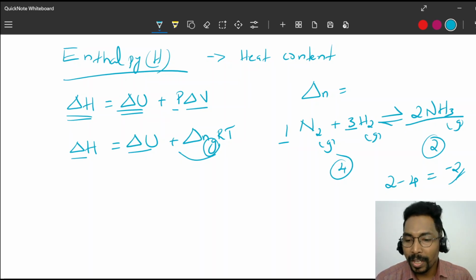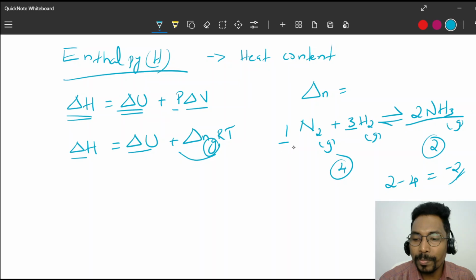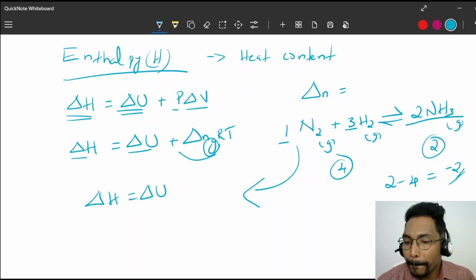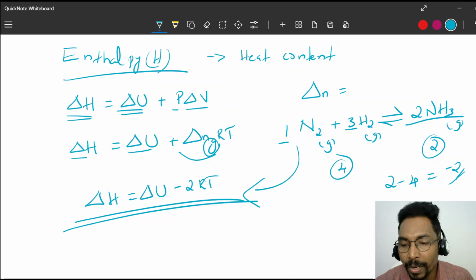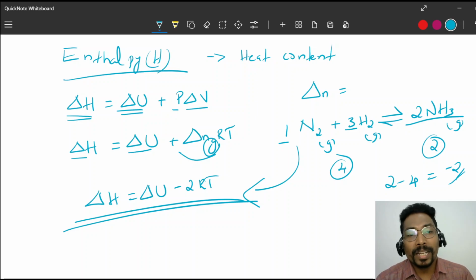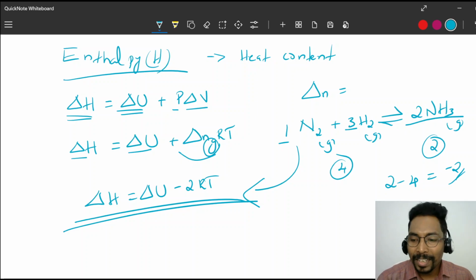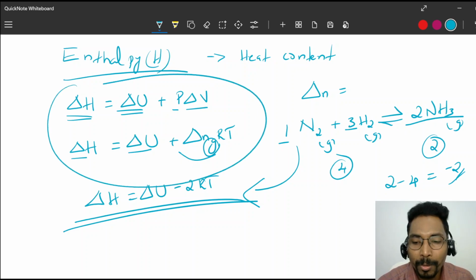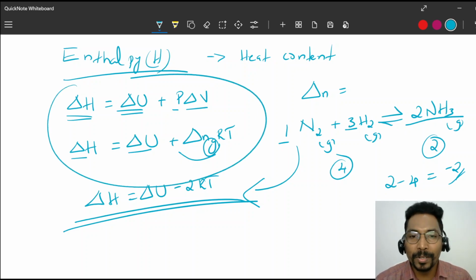Okay, that's the thing. So you can write for this particular process, delta H is equal to delta U, delta N is minus 2, okay, minus 2RT. So this is the relation between delta H and delta U and temperature for this particular Haber's process. Okay, so I think it's clear, it's very important. Both the formulas are very important for calculation of delta H.